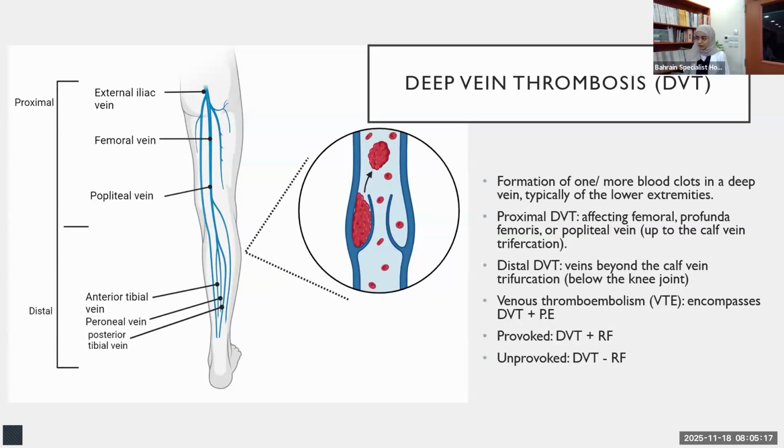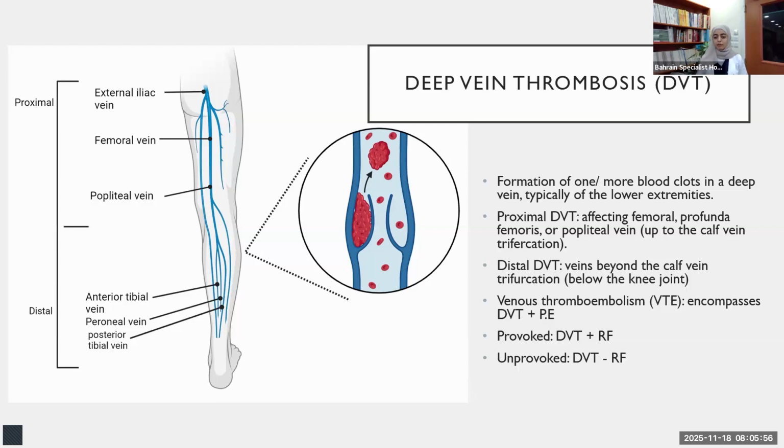Starting with the DVT, as we have to rule it out first, what is the definition of a DVT? It's the formation of one or more blood clots in the deep veins, typically of the lower extremities. As you know, we have two networks of the venous system: the superficial venous system and the deep venous system. The deep venous system is the one that drains the muscles and the internal structures of the leg, whereas the superficial veins drain mainly the skin and the subcutaneous tissue.